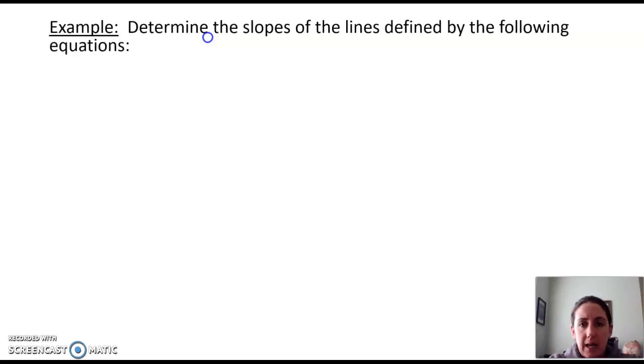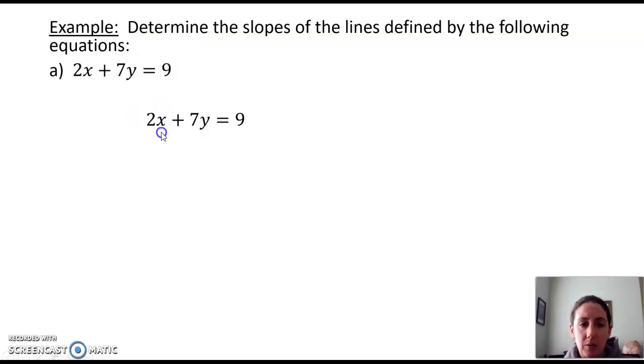Determine the slopes of the lines defined by the following equations. If we had 2x plus 7y equals 9, and we wanted to find the slope of that, well, in order to know what the slope is, we need to do our y equals mx plus b. What a lot of students want to do is just look at the number in front of x and say, hey, that's your slope. But it's only that case if you are in y equals mx plus b form. So we need to isolate y, get y by itself.